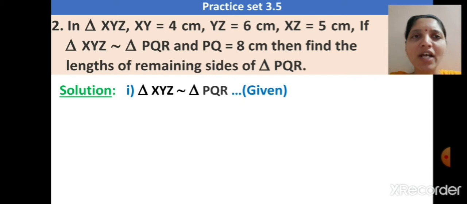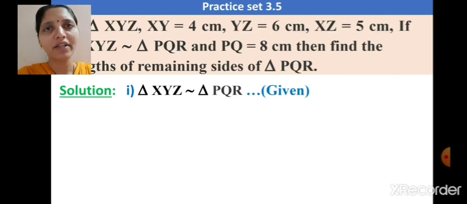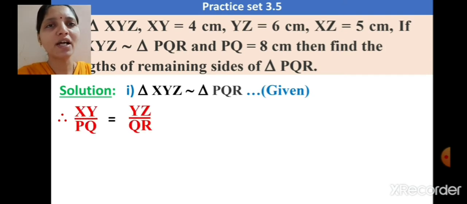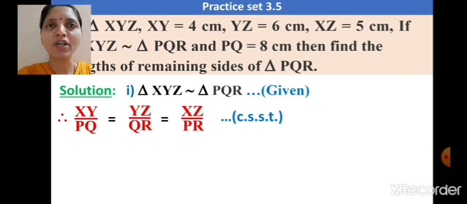First one, triangle XYZ is similar to triangle PQR. It is given to us. Therefore, their corresponding sides must be in the same ratio. So we can write here XY upon PQ is equal to YZ upon QR is equal to XZ upon PR. Reason you will write as corresponding sides of similar triangles.